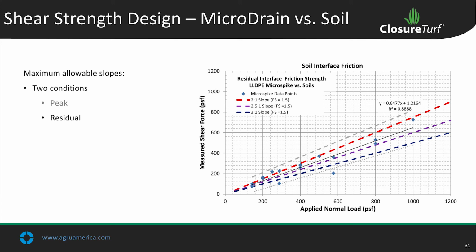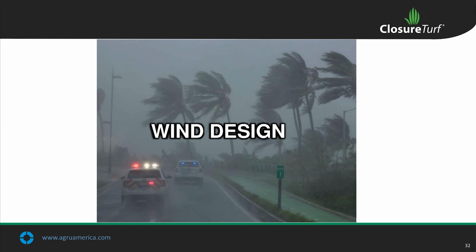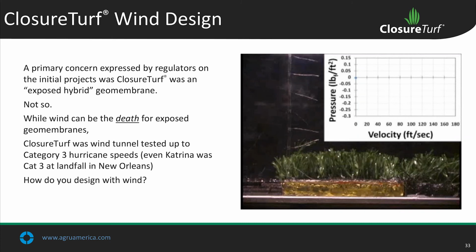on soils. Here is residual, starting to get a little more, or the linear regression line is approaching the 2.5 to 1 and the 3 to 1 slopes. So again, this is something you want to consider on a site-specific basis. You want to know what that site soil is going to do against microspike or any texture geomembrane for that matter. Let's go on to wind design.